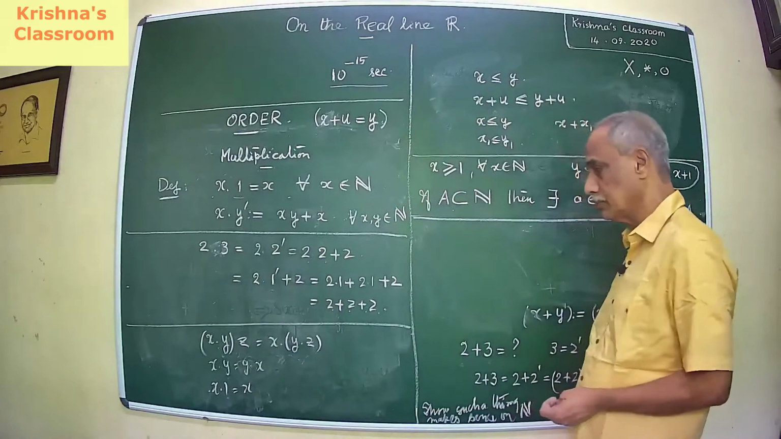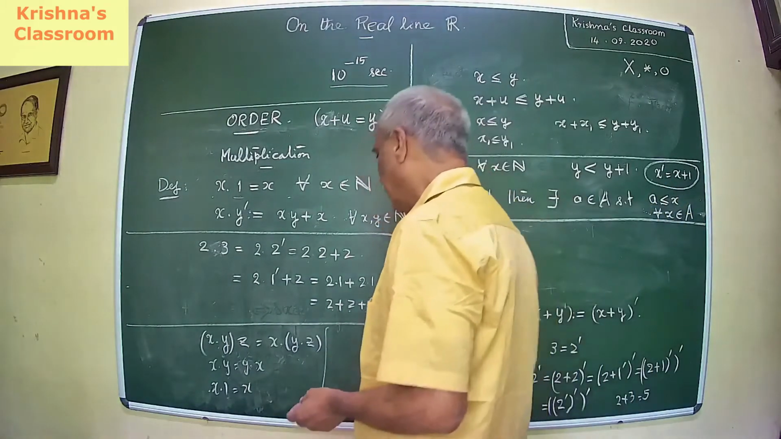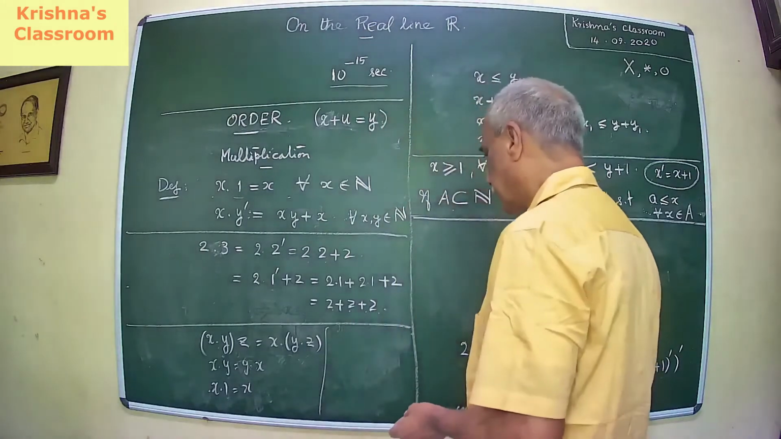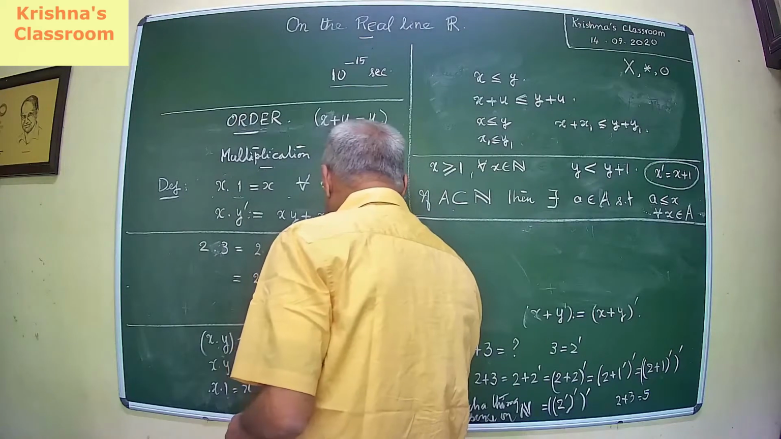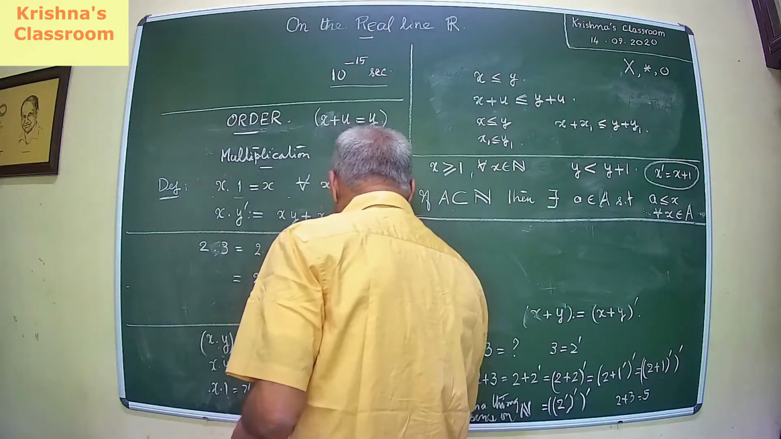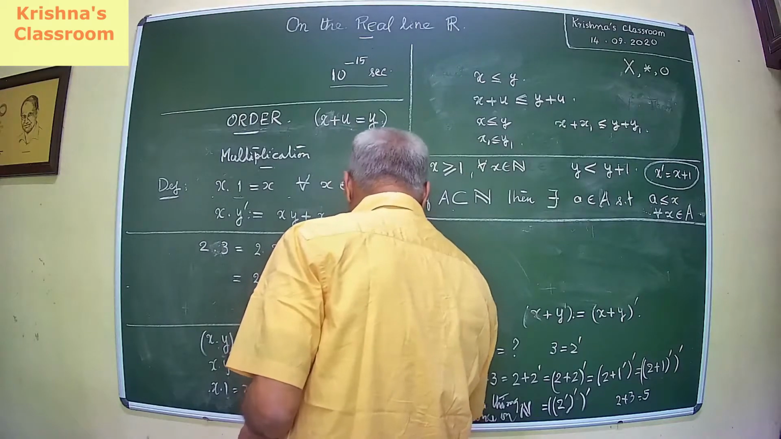Okay, right? So these three properties are there. Now you have to say how it interacts with addition. So you have the distributive property. This you can prove: x into y plus x into z.